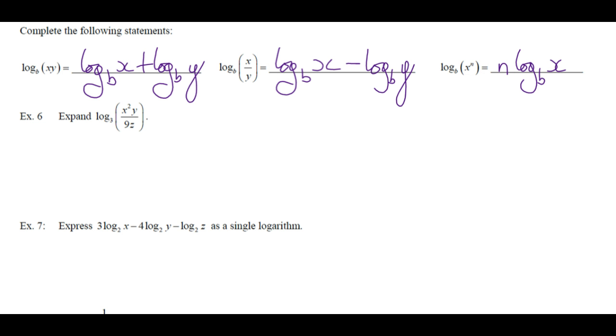Expand, log base 3 of x squared y over 9z, using the laws of logs. What do we write? So it's going to be log base 3 of, so what's first? X squared, okay. Then what do I do with the y? I'm looking at 2 different things here.